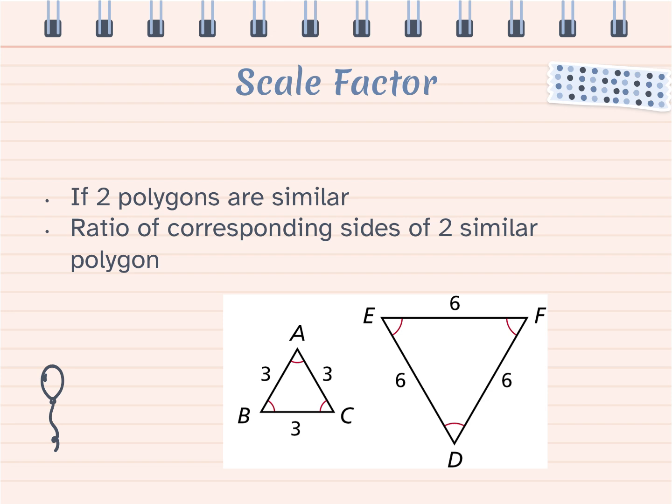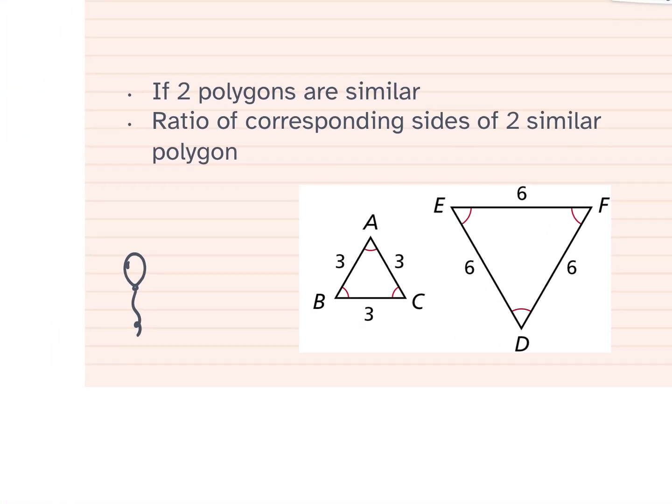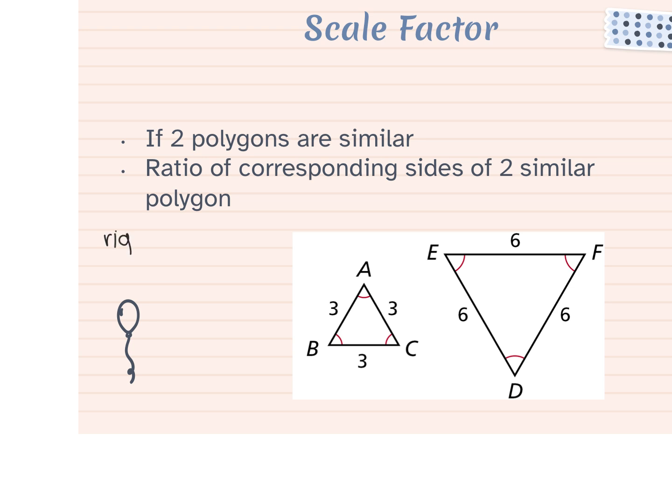So the scale factor is the ratio of corresponding sides of two similar polygons. That's what it means. It's the ratio of the sides. I'm finding the ratio of the sides. So for this one, we're going to go from your right shape to your left shape. All right, so what does that mean? I'm looking at my sides. The sides that I have are going to give me my scale factor. So looking at my sides, or you know what?